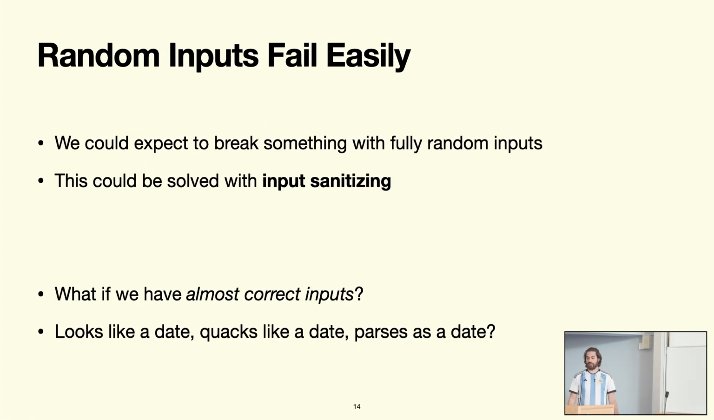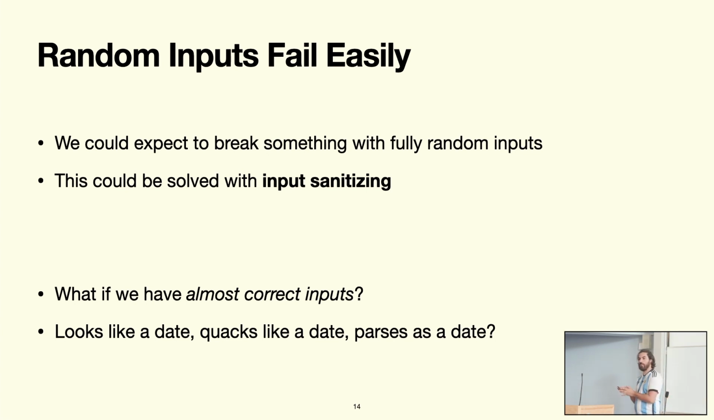But the thing is that these random inputs fail too easily. And of course, we are generating random garbage. I'm going to say it like that. And the parser, of course, could be a bit better at sanitizing the input and avoiding these things. Okay, we could try to fix that. But what happens if we try to generate almost correct inputs? So we are generating kind of anything.